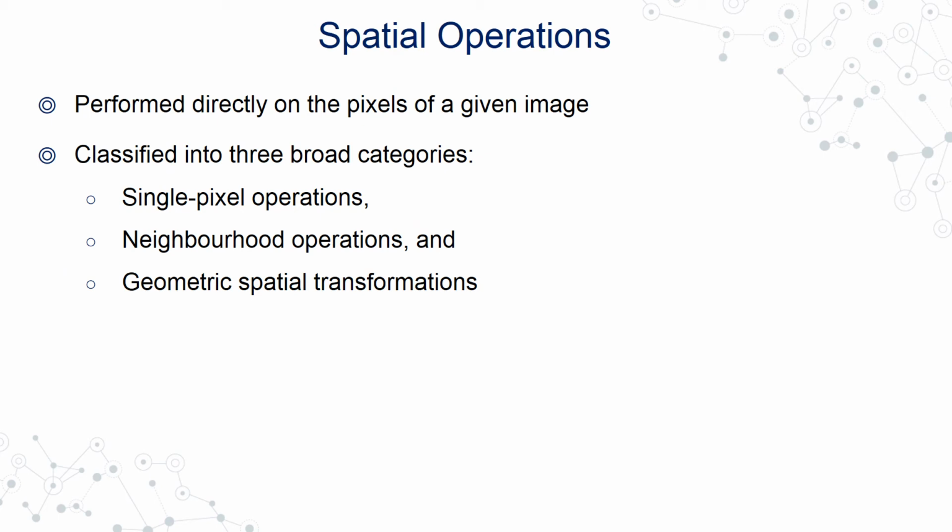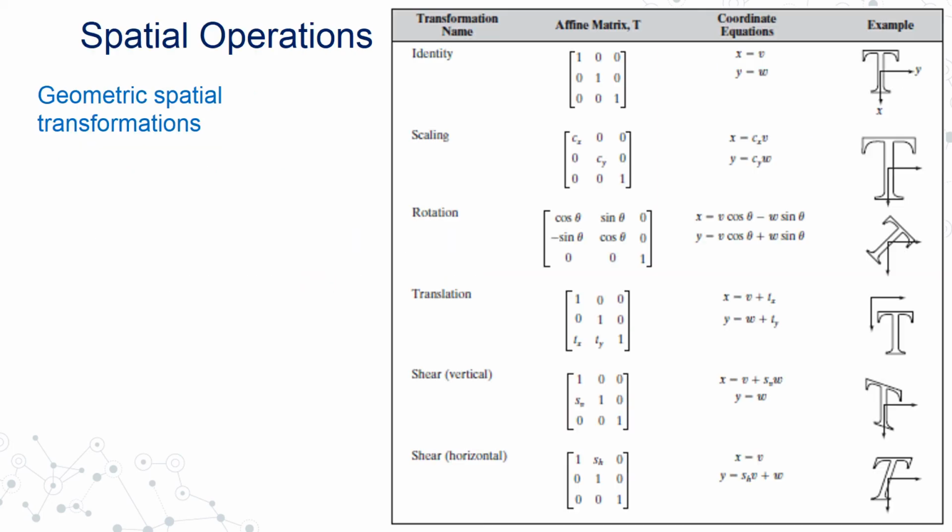Finally, we would study the spatial operations that we perform directly on the pixels of any image. And there are three broad categories in which they are classified: single pixel operations, neighborhood operations, and geometrical transformations. So we would study each of them in detail and we would have examples for each of them.